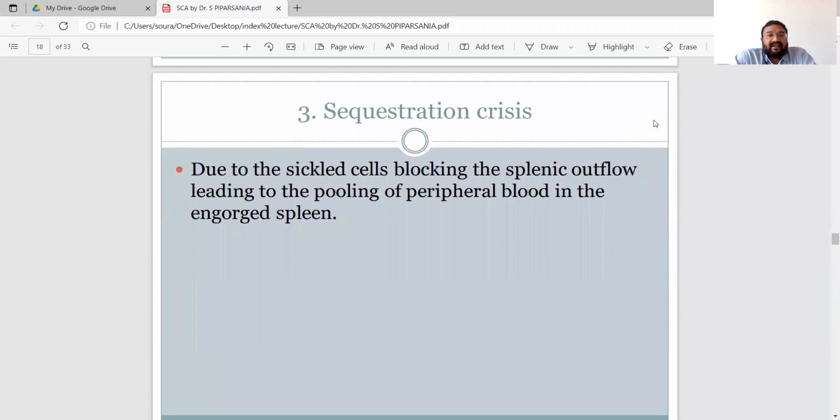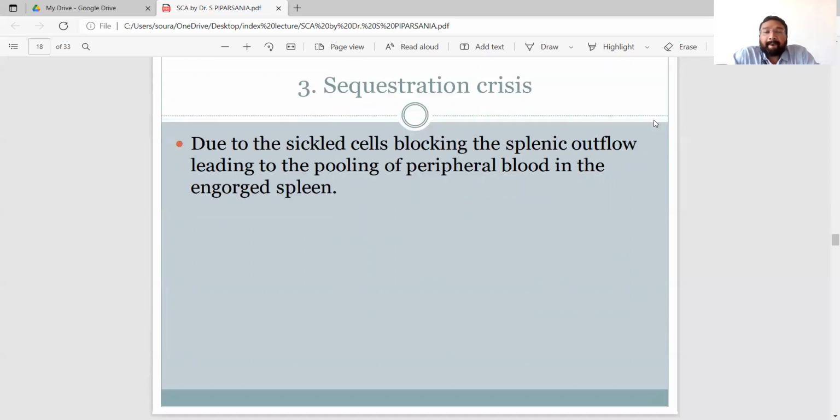Sequestration crisis. It is due to the sickle cells blocking the flow of blood in the splenic circulation, leading to the pooling of peripheral blood in the engorged spleen. One of the most important clinical features is sudden onset of paleness in the baby or the child, and enlargement of the spleen. This is a characteristic of the sequestration crisis.